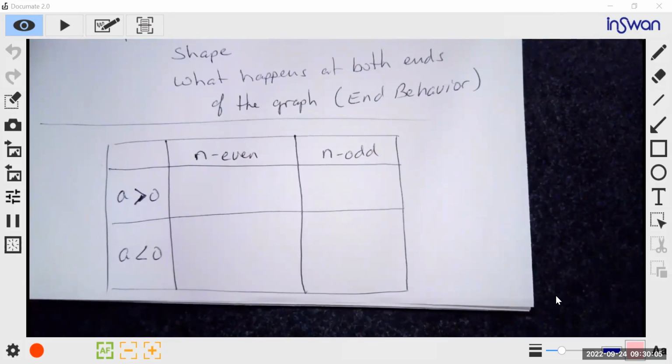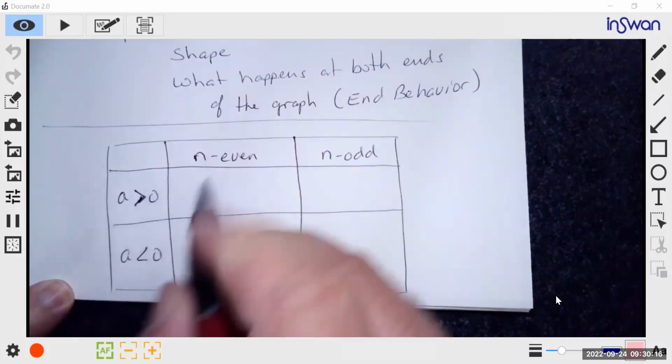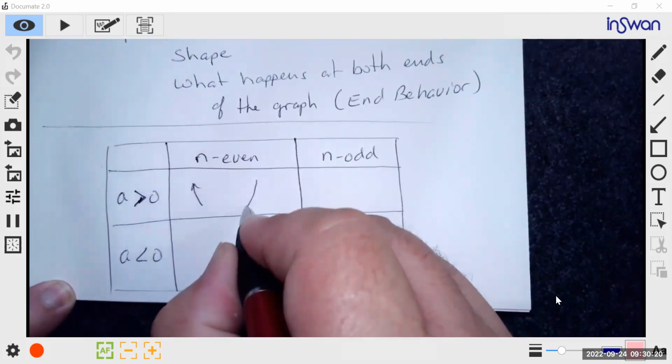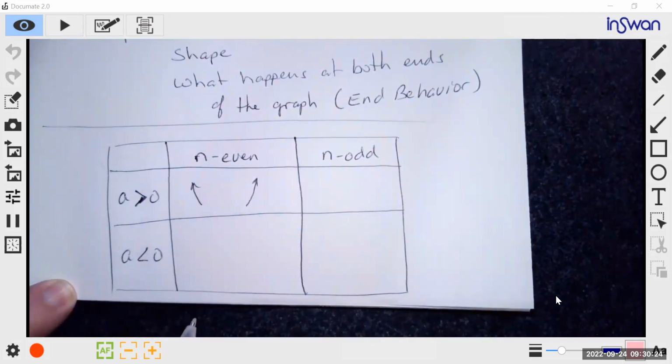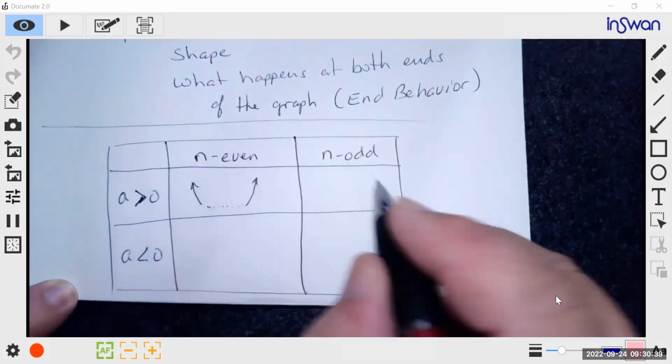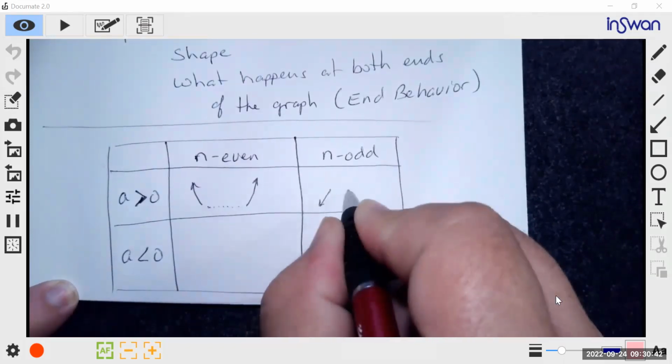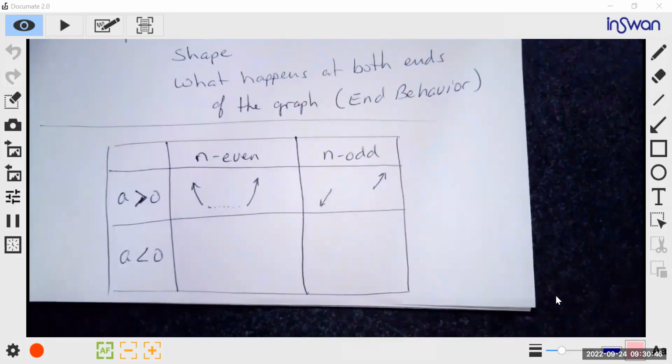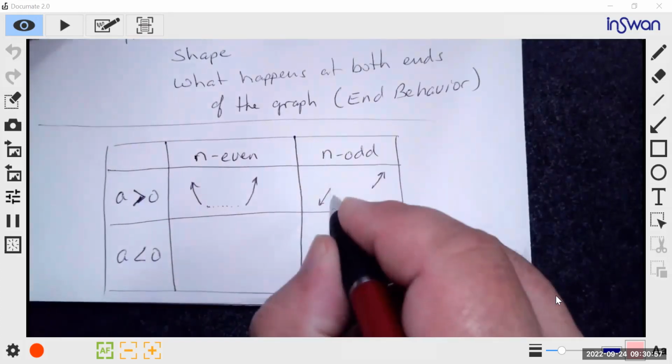All right. We're going to get the end behavior. So if a is positive and n is even, what that's telling us is that both ends will point up. We don't know what happens in the middle just yet. If the degree is odd and a, the leading term, is positive, both ends point different directions. Again, we don't know what happens in the middle.